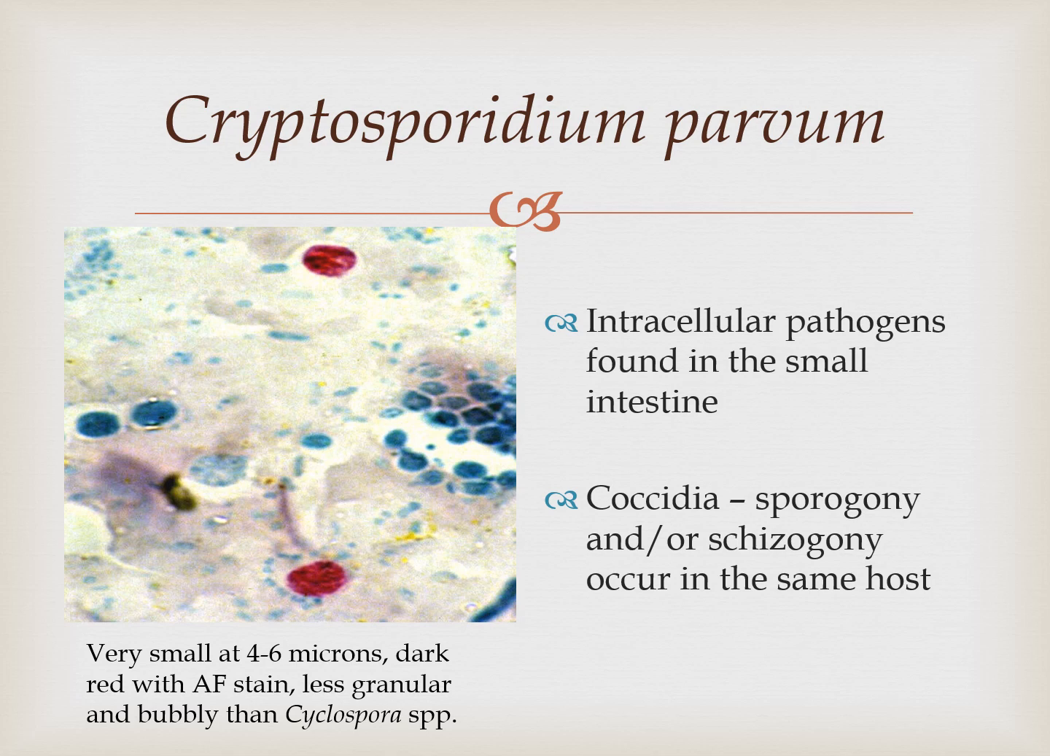As you can see in the image on the left, they are acid-fast bacilli, and they're very small, about 4 to 6 microns. They have a dark red center because of the acid-fast stain, and they look less granular and bubbly than cyclospora. It is very difficult, even for experienced techs, to tell the difference between a cryptosporidium and a cyclospora. But cryptosporidium are much smaller than cyclospora, at about 4 to 6 microns.